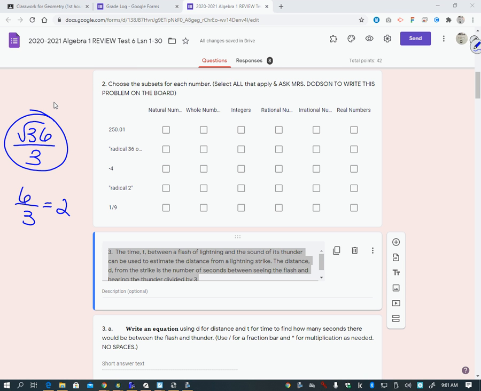A lot of people assume that if there's a radical, it must be an irrational number, because we're used to seeing things like square root of 2 when we plug them in. So all of these numbers: we've got square root of 2 down here, we've got 1 over 9, negative 4, 250.01. Are all of these real? Yeah, they're all real. So we should go through and check real on all of those. Now, what makes a number irrational?